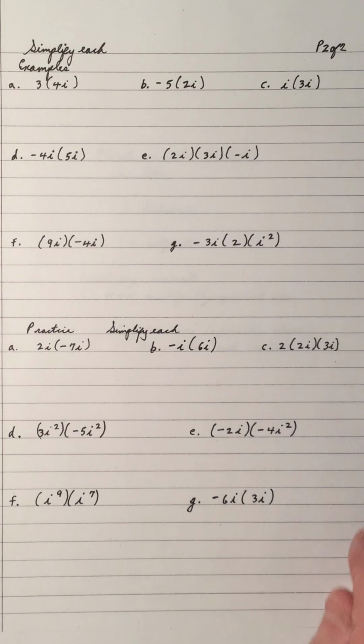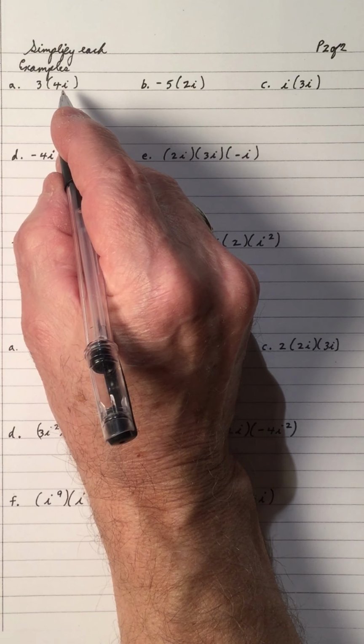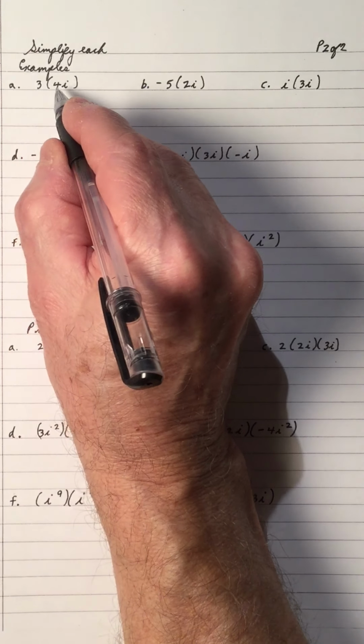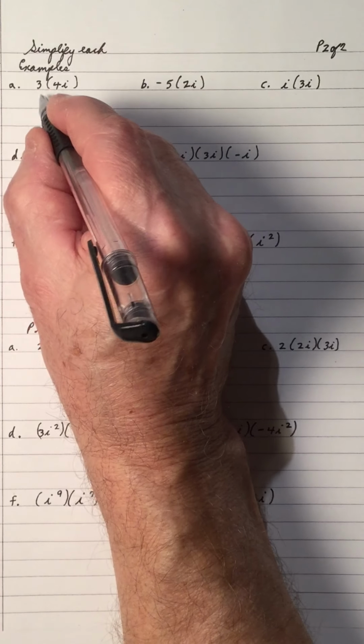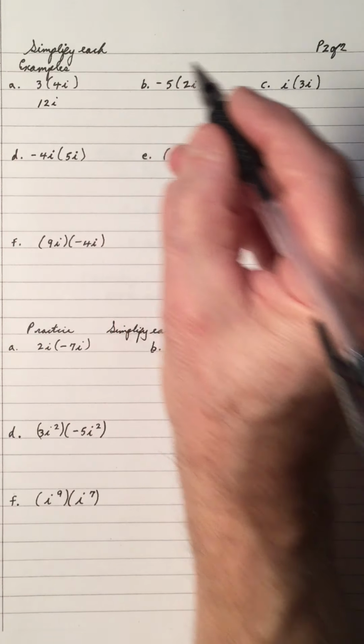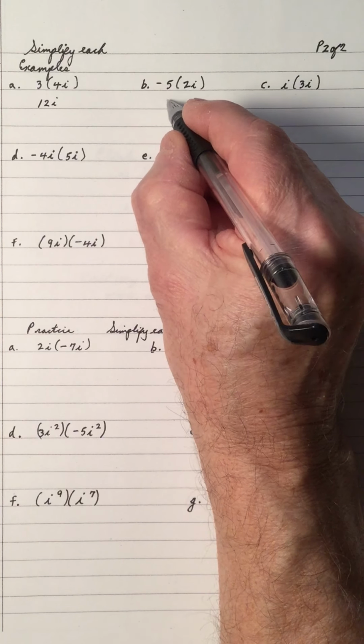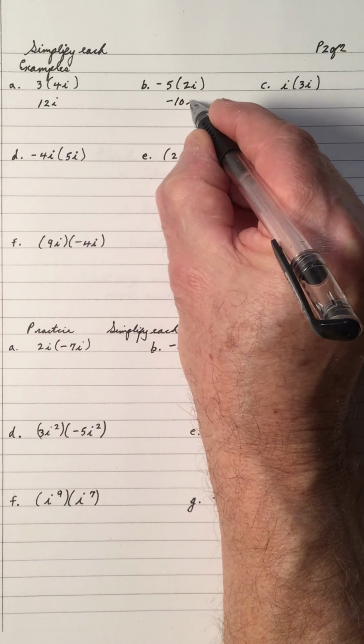Simplify each. Let's do some examples. Multiplying monomials. Monomial means one term. So 3 is a monomial, 4i is a monomial. Multiply. 3 times 4 is 12i. And negative 5 times 2i is negative 10i.